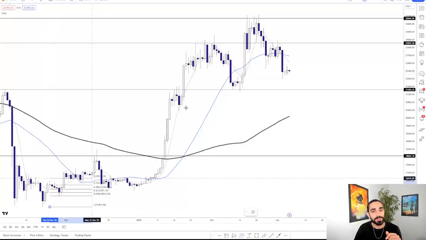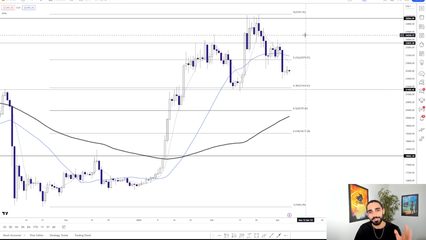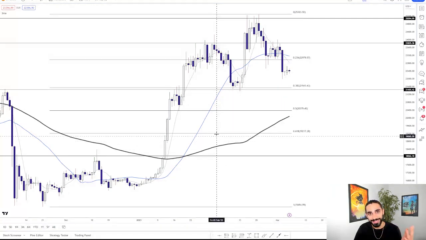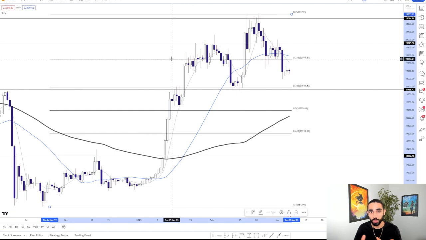I want you to use Fibonacci levels, support and resistance, Ichimoku cloud, whatever other main technical analysis tools you use. You want to combine them all together to get a more complete picture. The candles are just one data point amongst many.